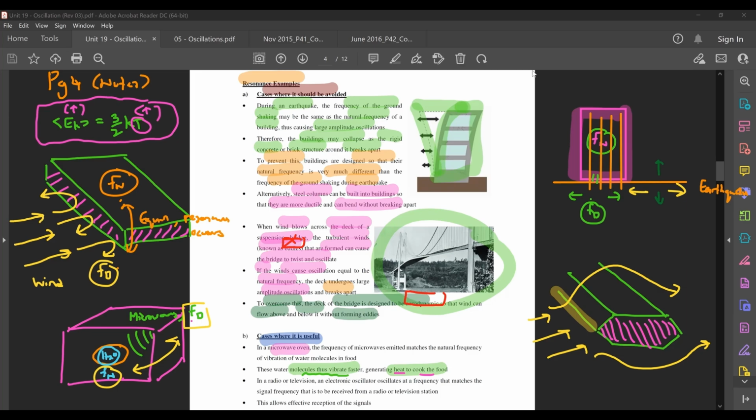Now, for the last two sentences where they talk to you about the radio or television, an electronic oscillator oscillates at the frequency that matches the signal frequency that's to be received from a radio or television station to allow effective reception of the signal. This one don't bother about it because this is no longer in your syllabus. It used to be in a chapter called communication, which has been removed from your 2022 syllabus. So this one don't bother. Just remember the example for microwave and you'll be fine.